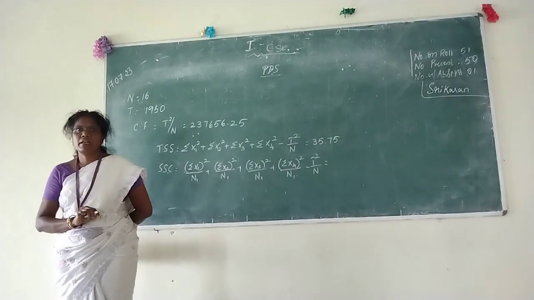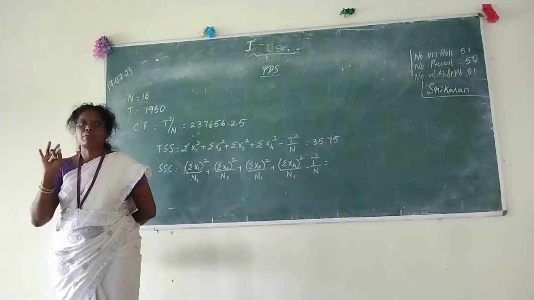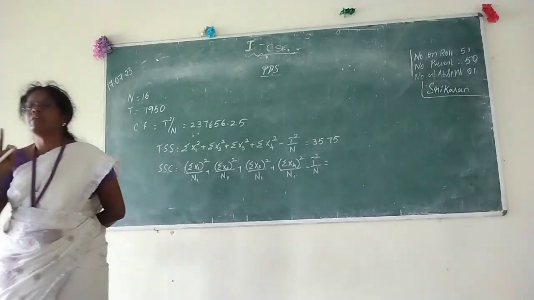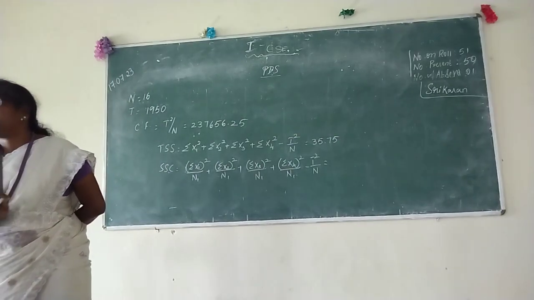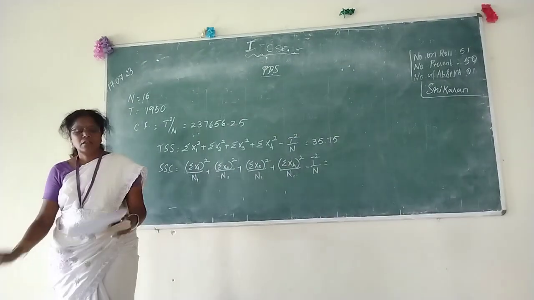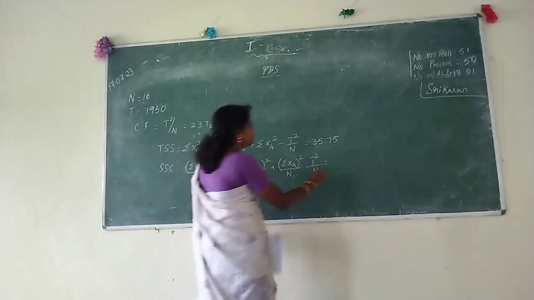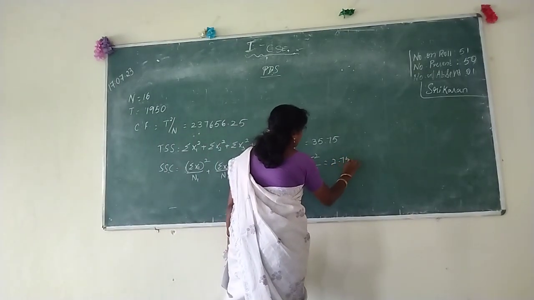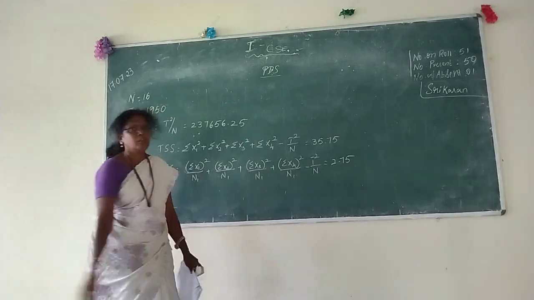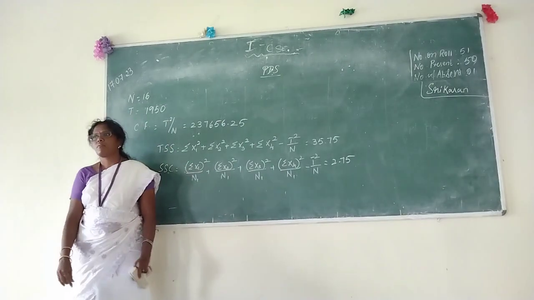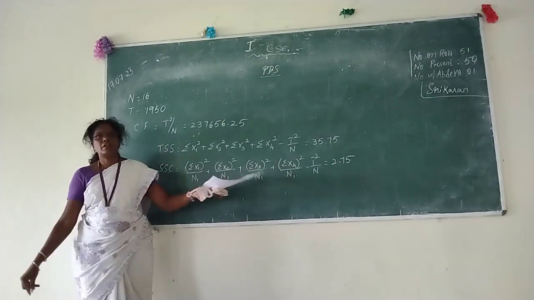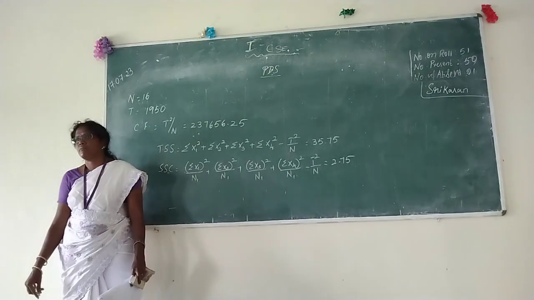Here all the columns are having 4 elements only. It is a lattice square design. So the number of rows, number of columns and number of treatments, everything will be of the same numbers. So your SSC answer will be 2.75. This summation will be there in your first table note.